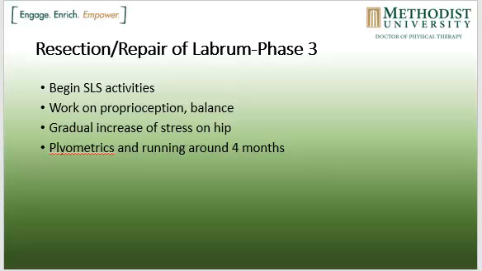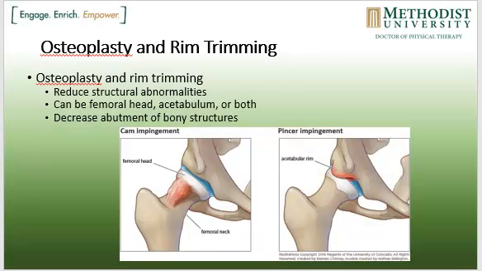And in phase 3, the return to function phase, begin single leg stance activity and work on proprioception and balance. You can gradually increase the stress on that hip, so moving from non-weight bearing, partial weight bearing, full weight bearing, and then you can start more dynamic exercises. Usually in these individuals, you can start plyometrics and running activities around 4 months.